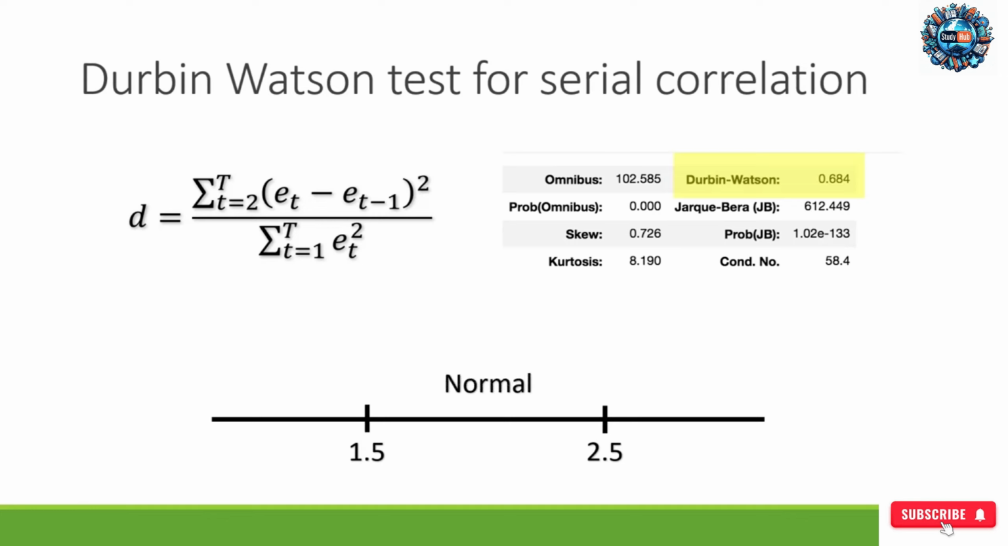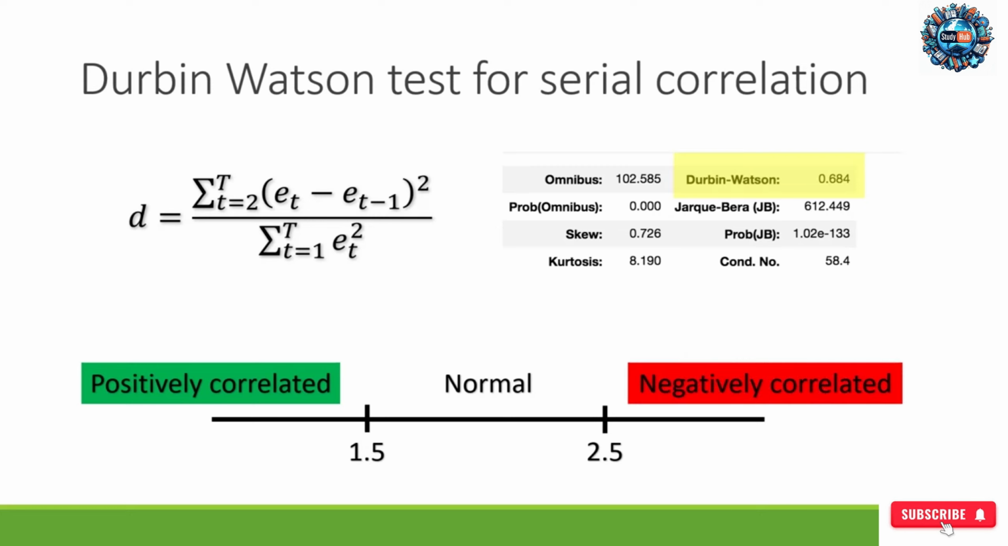If below 1.5, errors may be positively correlated. If above 2.5, they may be negatively correlated. Hence, the assumption of independence is violated.